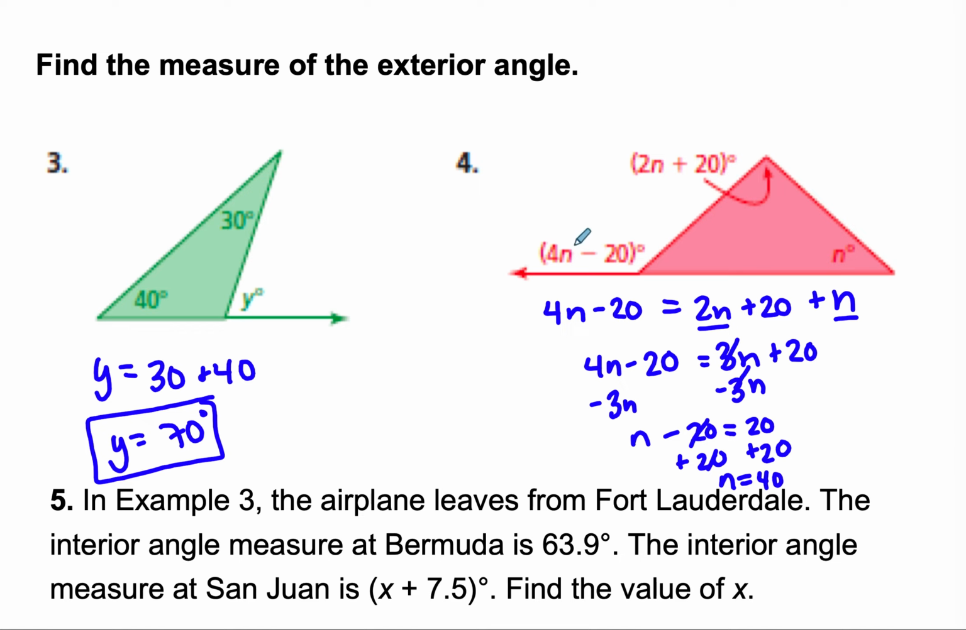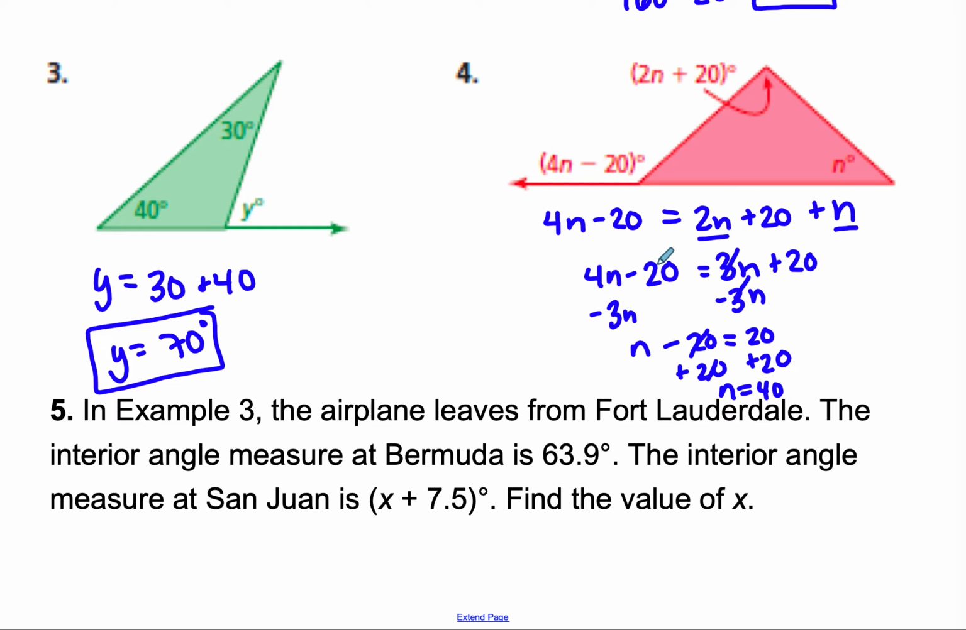I need 4n minus 20. So I'll do my work up here where I have a little more space. 4 times my n, which is 40, minus 20. 4 times 40 is 160. Minus 20 is 140 degrees. That is the value of this angle. And hopefully that makes sense. 40 degrees is acute. This is not an angle that is 40 degrees. 140 is obtuse. Yeah, that does look like a 140 degree angle.